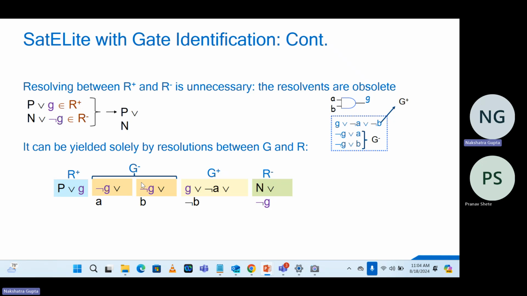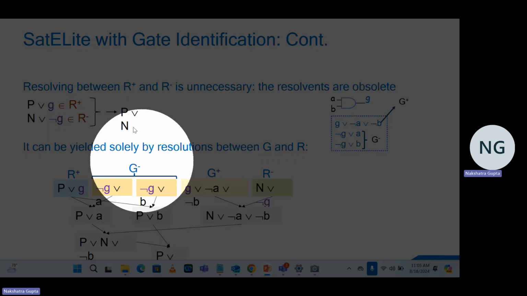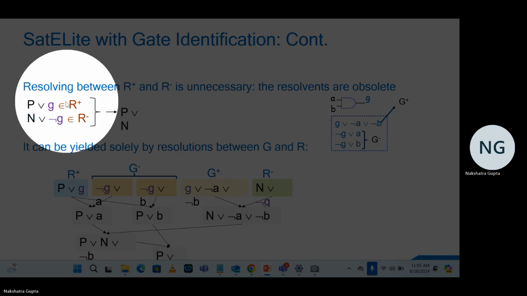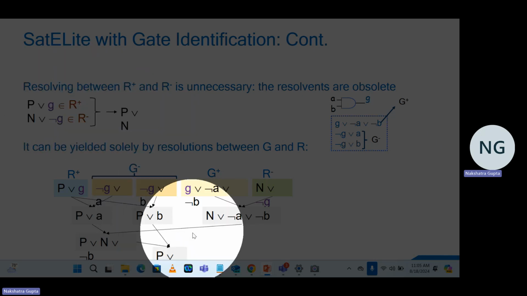So, anyhow, what we do: there is a resolution between the two clauses R plus N not G of A, and we get P for A, so we get rid of G. And here we have P or A, and then we have N or not A or not B, and we can just resolve these three clauses to get P or N. So this is supposed to be pure N. Exactly the clause which we would have got from resolving between the R plus and R minus clauses. You can always derive this clause from R.